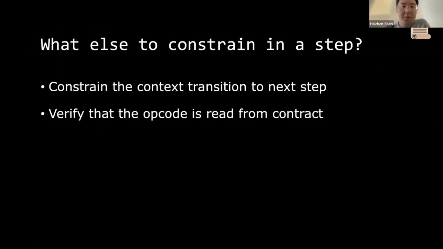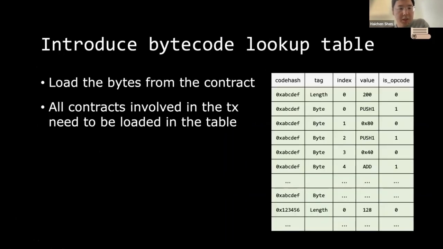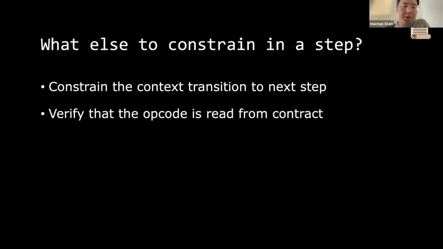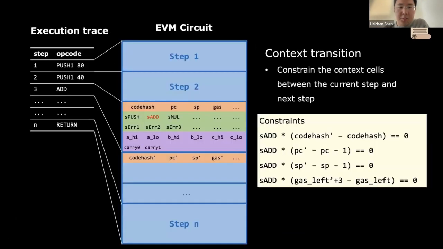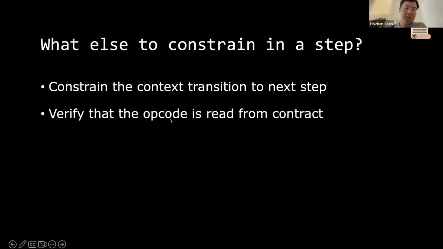Okay, the second step is we need to verify the opcode is actually read correctly from the contract and execute that. That means you cannot execute an arbitrary opcode at the current step. For example, given the current program counter and given the code hash, you must execute the opcode add. You cannot execute the opcode multiply here. So this is the second thing, to verify the opcode.